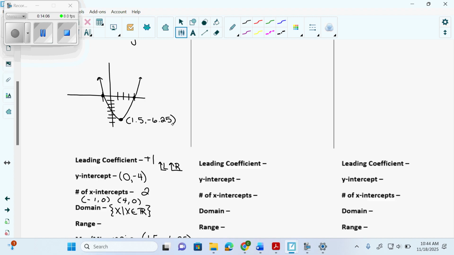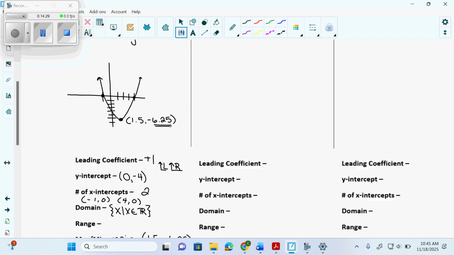So what's the lowest y that this graph goes to? Negative 6.25. 1.5 is lovely, it's the axis of symmetry, but it doesn't actually help me with my range because my range is just y values, yes? So is my graph above negative 6.25 or does my graph exist below negative 6.25?